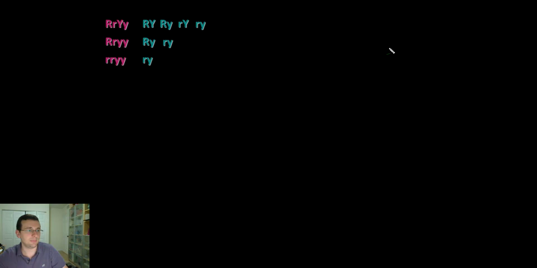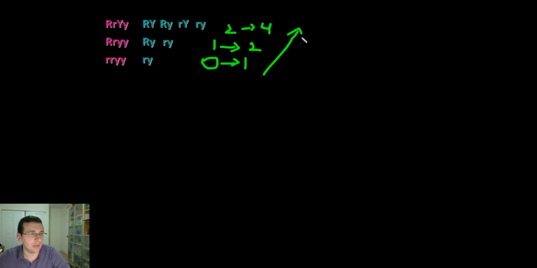Let me fix this again. Hold on a second. No hybrids gives you one gamete. One hybrid is going to give you two gametes. And when you get to two hybrids, you get four gametes. So what is this pattern that's happening here? How does 0 equal 1, 1 equal 2, and 2 equal 4?